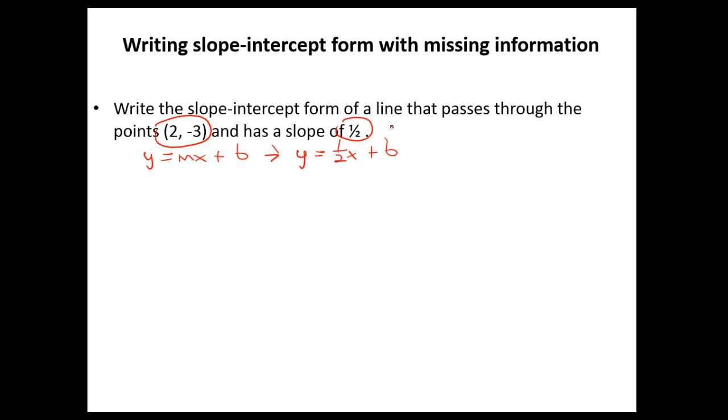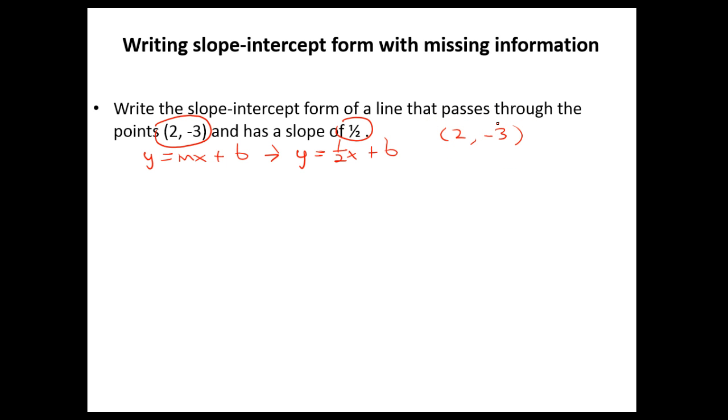Well, they didn't give me a y-intercept, okay? So I'm going to have to think through what they tell me and what I know. Well, I know that slope-intercept form is y equals mx plus b. I know that my slope is 1/2, so I know my equation is at least y equals 1/2 x plus b. Now, they gave me another piece of information. They gave me (2, -3).